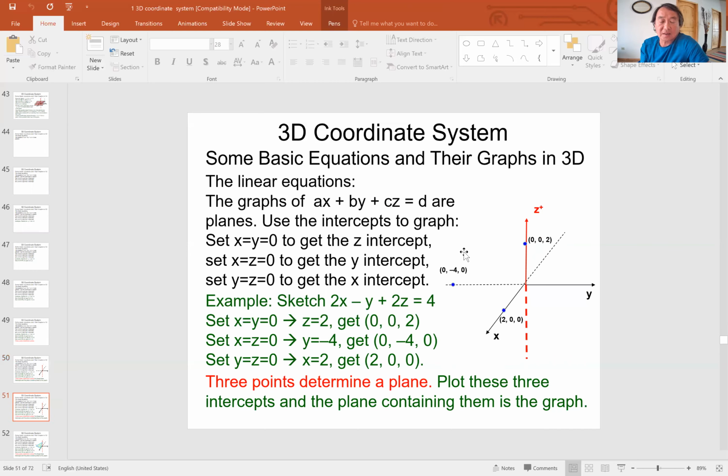In this case, these are the 3 points. I put my coordinate system in this manner, and the plane passes through these 3 points. Therefore, the plane must be the plane containing this triangle.